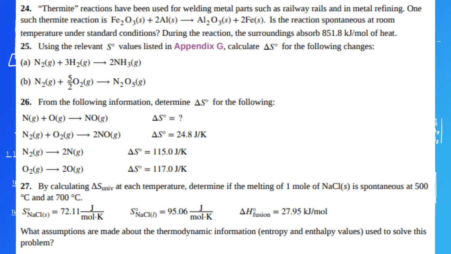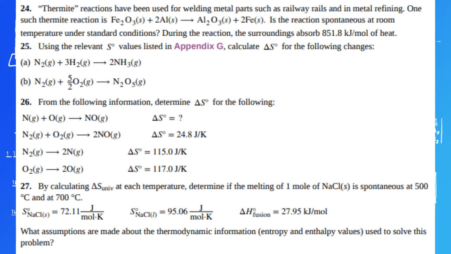25, use the relevant S standard values listed in the appendix to calculate delta S standard for the following changes. Okay, I'll do one of them. Let's do part A. So we've got nitrogen plus hydrogen. Oh, wait. Oh, yeah, that's fine. It's doable. I was worried there for a minute that it would be too easy.